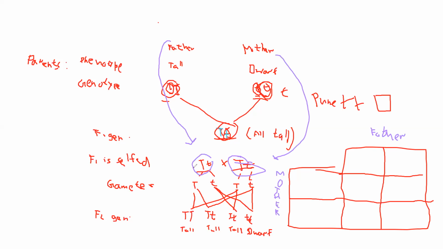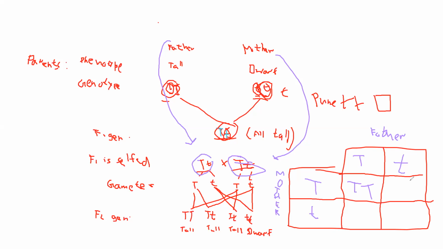So this is the father, and you can see two different types of gametes, capital T and small t. Here also you have capital T and small t for the mother. Now what you have to do is, in this box, cross the first one in the mother and the first one in the father. So you get capital T, capital T.